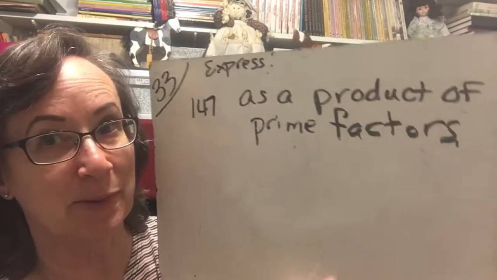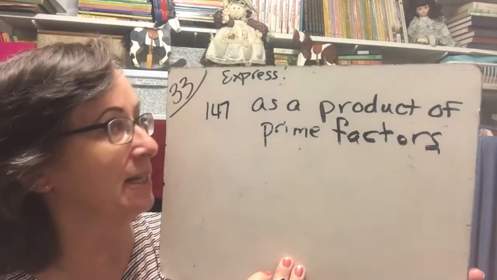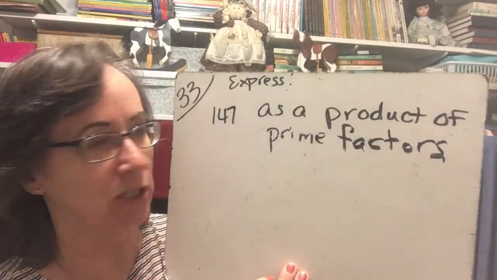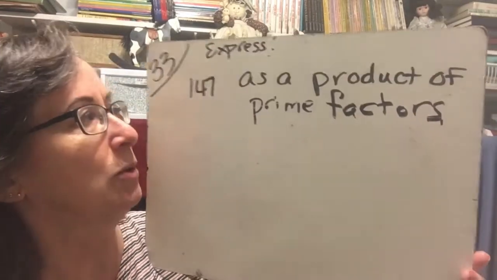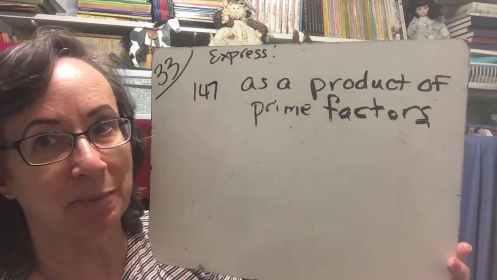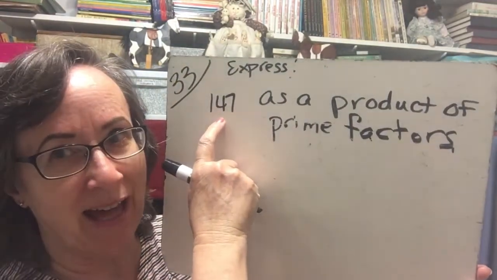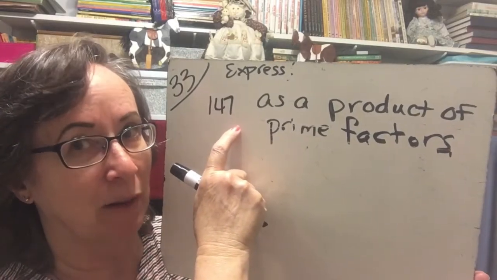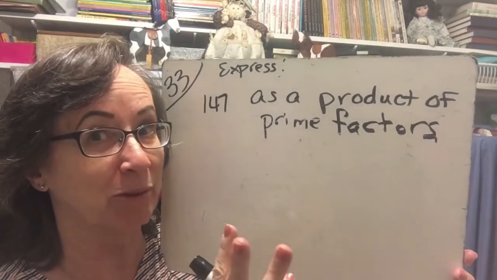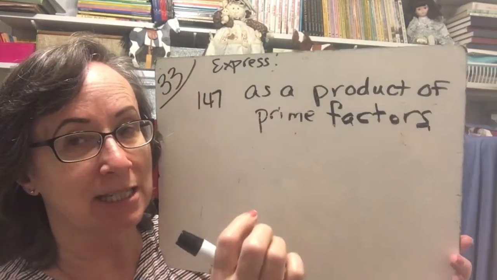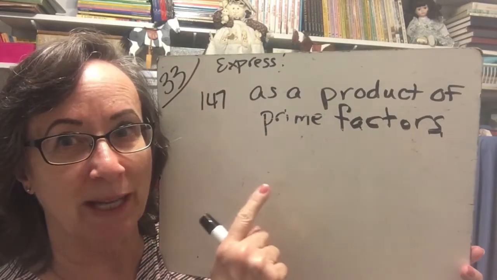The next example says 147 as a product of prime factors. Now, 147 is not divisible by 2. But when I look at it and I remember my divisibility rules, it is divisible by 3, isn't it? How do I know? 1 plus 4 is 5, plus 7 is 12. 12 is divisible by 3, therefore 147 is. Remember, the 3 rule is we can add up all the digits, and if the sum of the digits is divisible by 3, then so is the number.